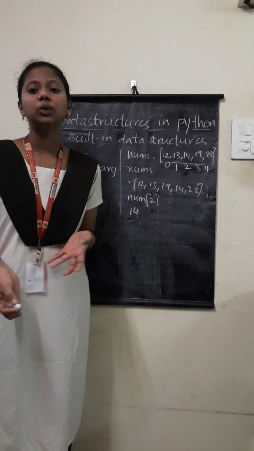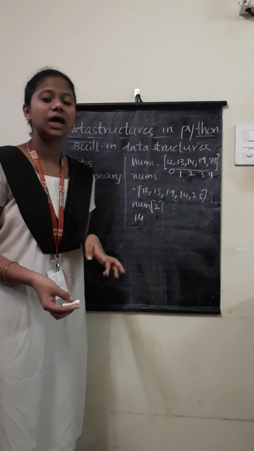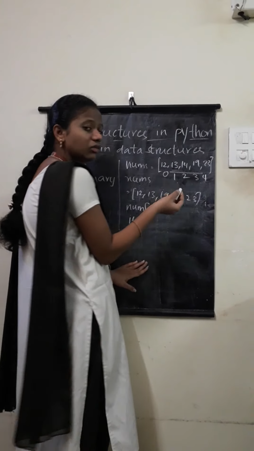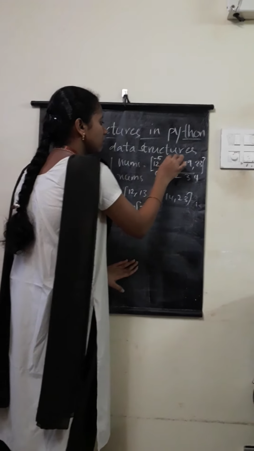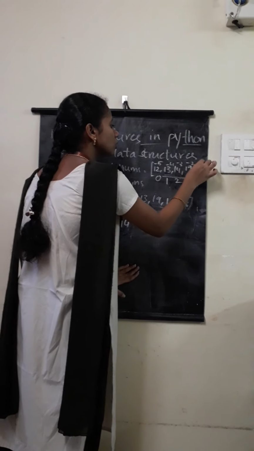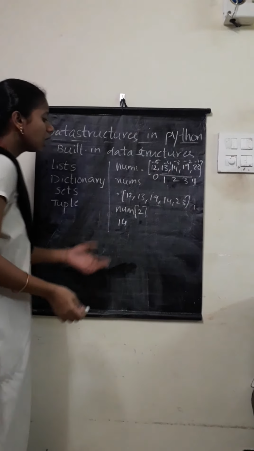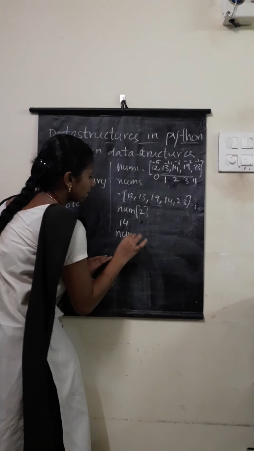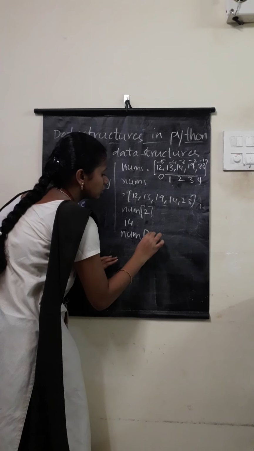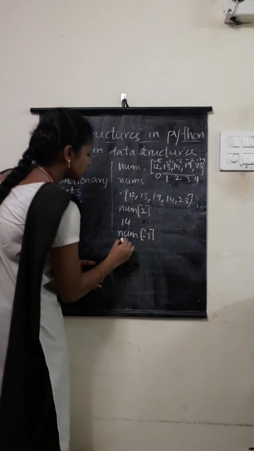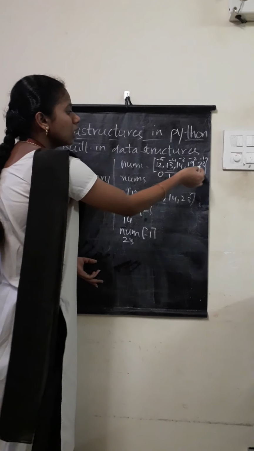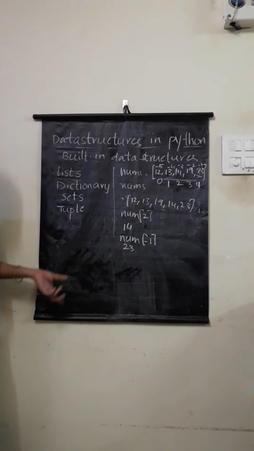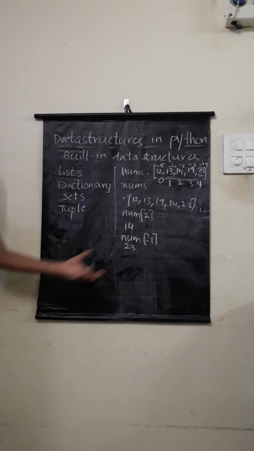And by using negative index values also we can find the values in the list. That is negative values like this: -5, -4, -3, -2, -1. These are the negative indexes. Now we can find the integer by using negative indexes. That means nums of -1 gives the output as 23. It means 23 is at the -1 index.